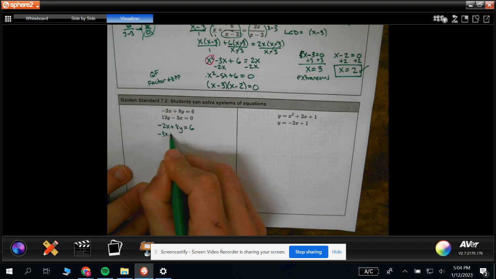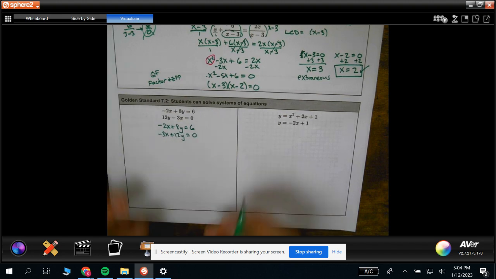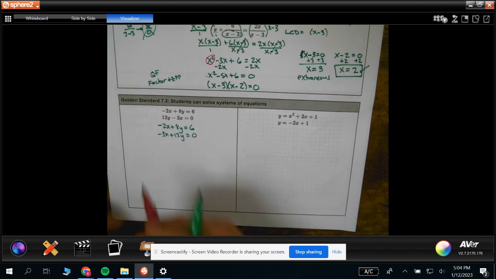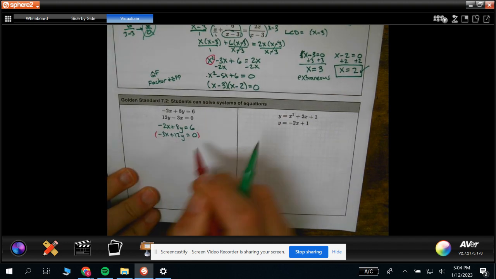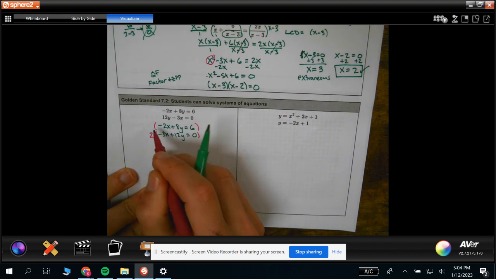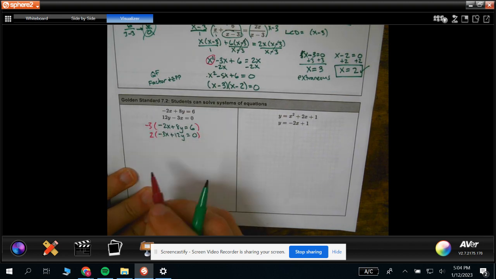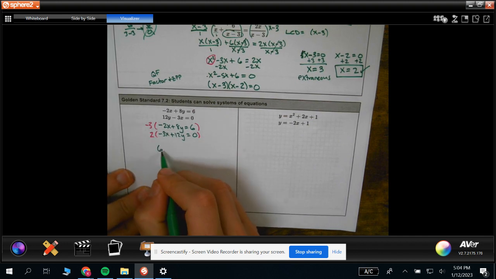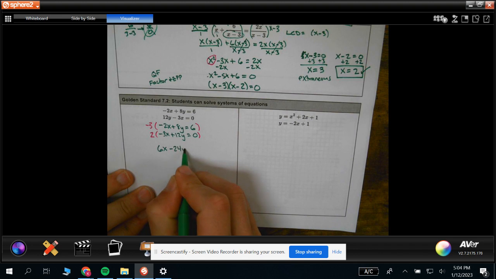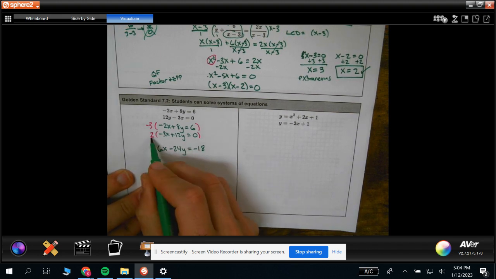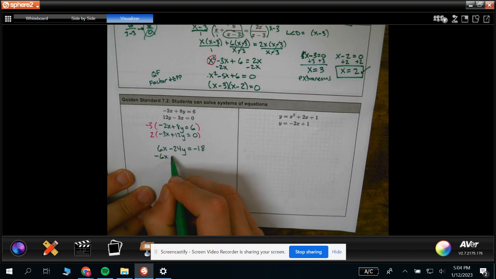Negative 3x plus 12y equals 0. I'm going to try to eliminate the x's, so I am going to multiply to make opposites. I'm going to multiply this by a 2 to make a negative 6. I'm going to multiply the top one by a negative 3 to make a positive 6. When I do that, negative 3 times negative 2x is 6x minus 24y equals negative 18. 2 times negative 3x, negative 6x plus 24y equals 0.